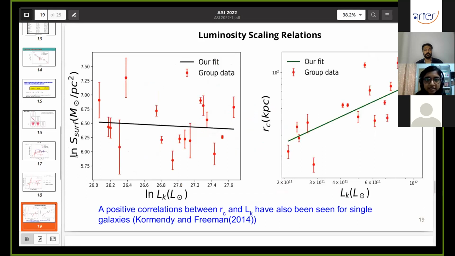Now, these are some other scaling relations: the dark matter surface density with K luminosity, which was claimed to be a constant in previous work on single galaxies, but we are having a slightly negative correlation, albeit with a definite scatter. And then on the right hand side is the core radius with the K luminosity, and we can see a slight positive correlation, which is agreeing with what was seen for single galaxies in Kormendy and Freeman.